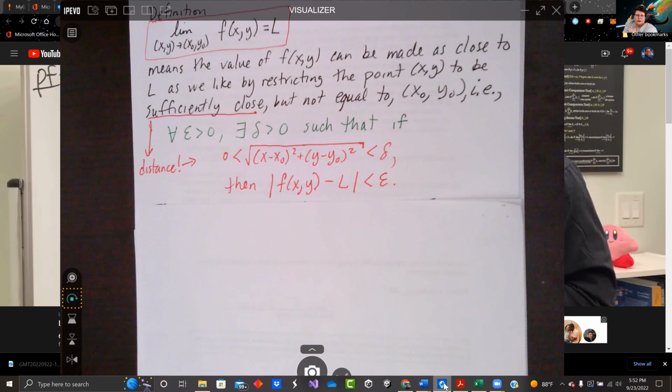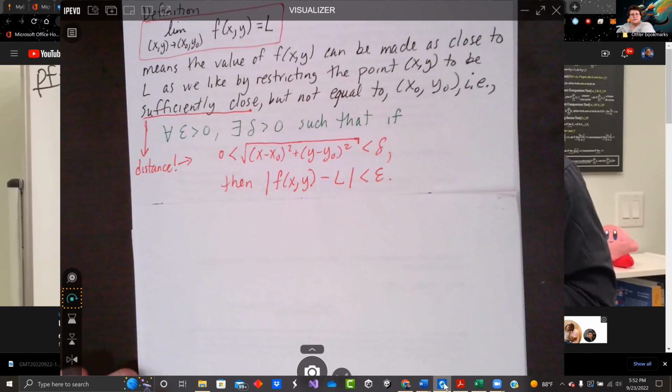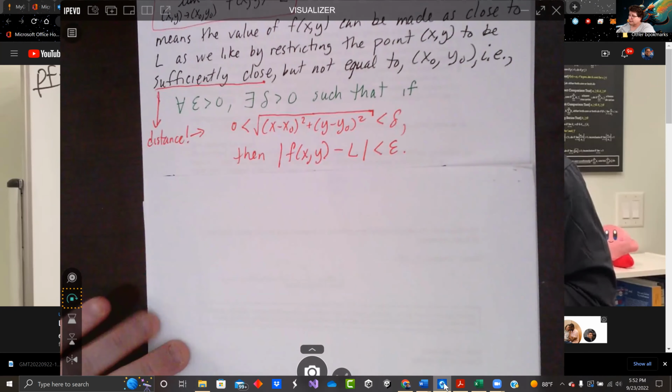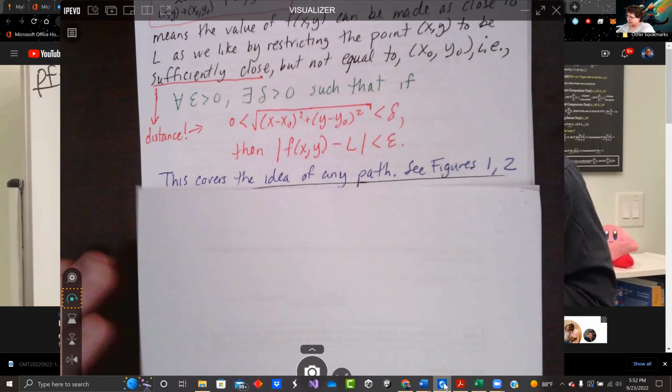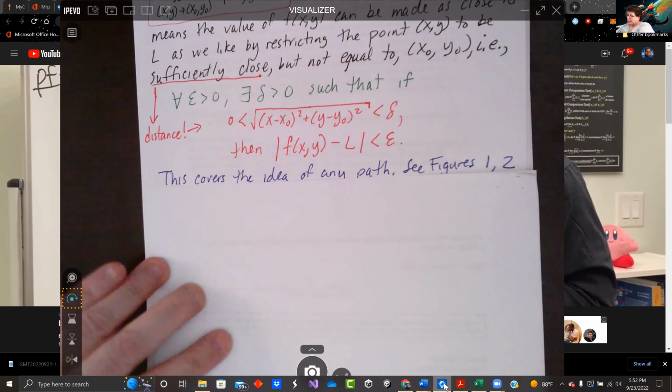So for all epsilon greater than 0, there exists a delta greater than 0, such that if 0 is less than the square root of x minus x naught squared plus y minus y naught squared, that is less than delta, that implies that the absolute value of f of xy minus L is less than epsilon. This is the distance version, whereas absolute value was the distance version when we just had one variable. So I wanted to show you guys a picture real quick before we look at an example.